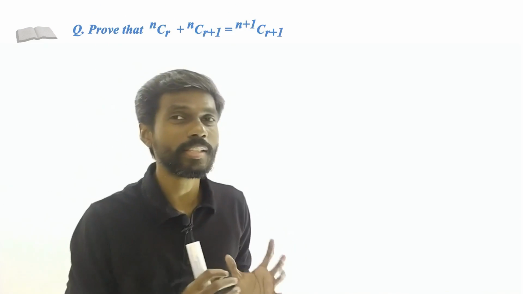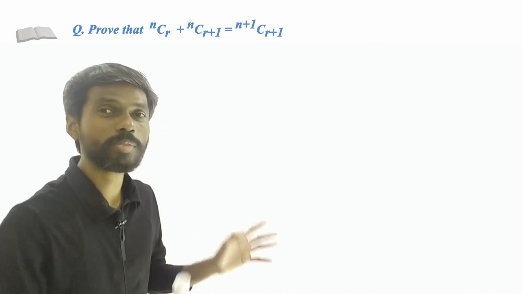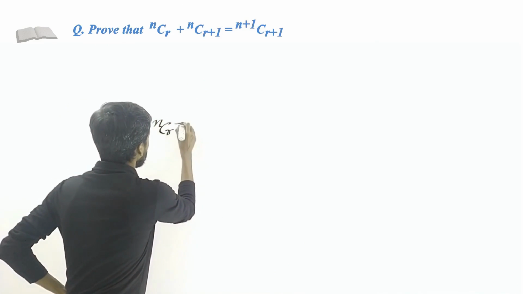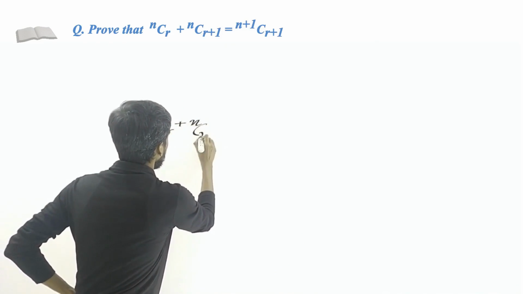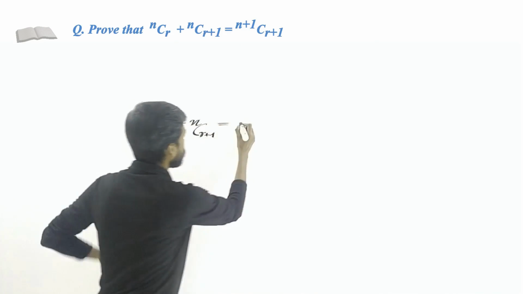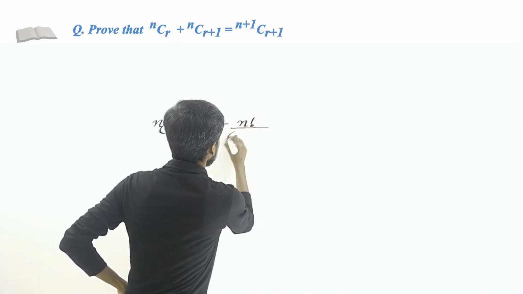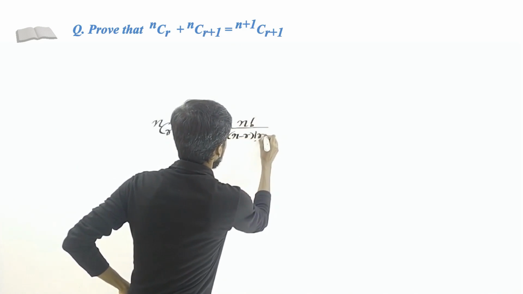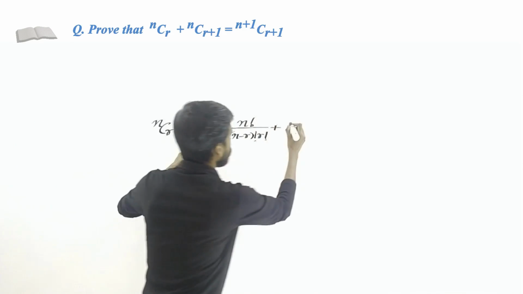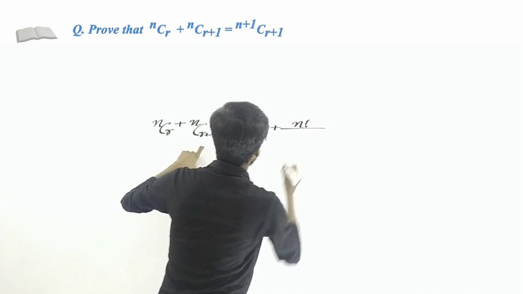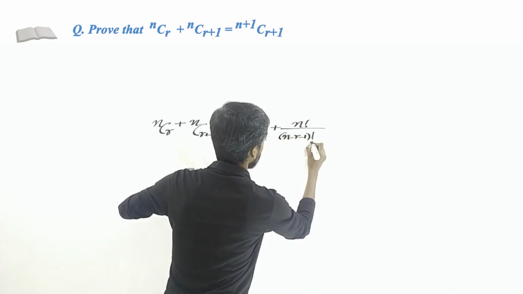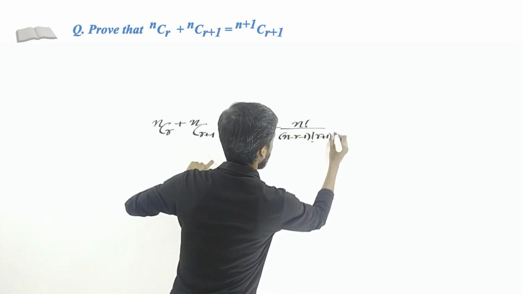Let's prove this result: nCr plus nCr plus 1 equals n plus 1 Cr plus 1. So nCr plus nCr plus 1. Let us simplify this. Let's write the formula for nCr, which is n factorial divided by n minus r factorial times r factorial, plus, similarly, the formula for nCr plus 1, which is again n factorial divided by n minus r minus 1 factorial multiplied by r plus 1 factorial.